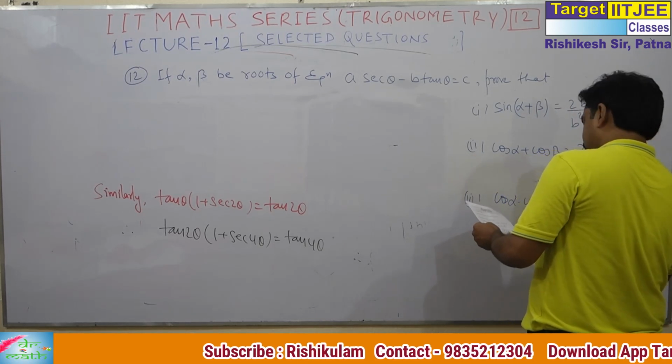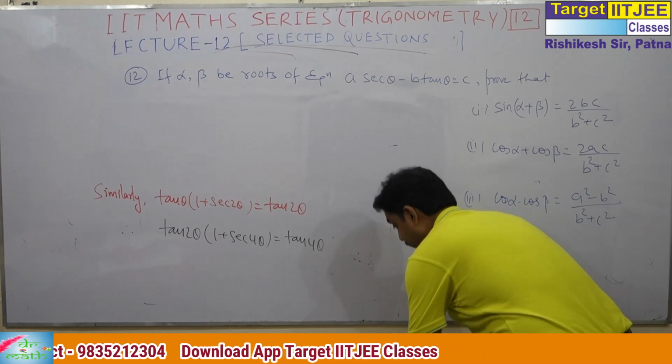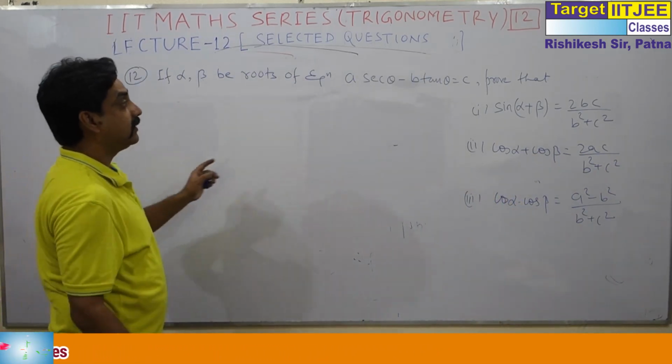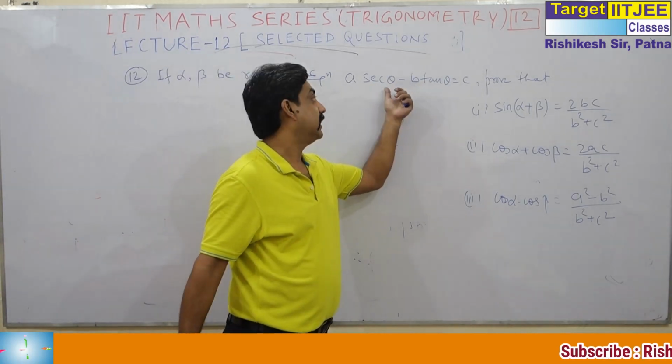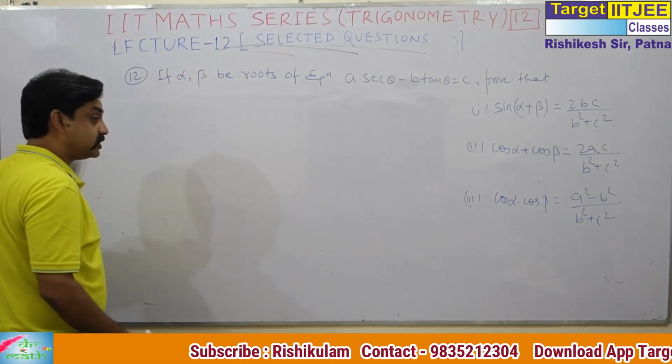A square minus b square upon. Okay, now let's see the solution. First of all, I have told you that this can be changed in sine. This can be changed; I have told this in the chapter of trigonometric equation.